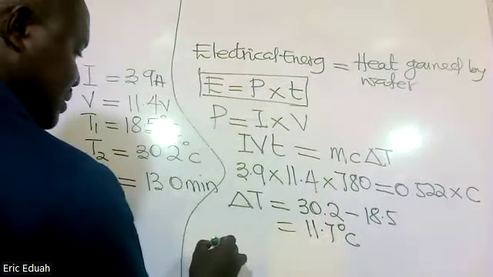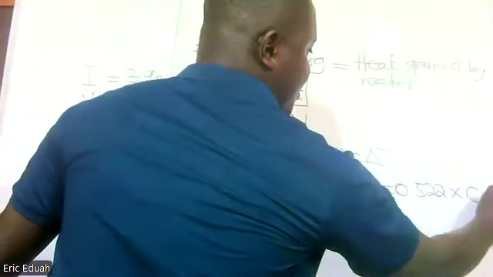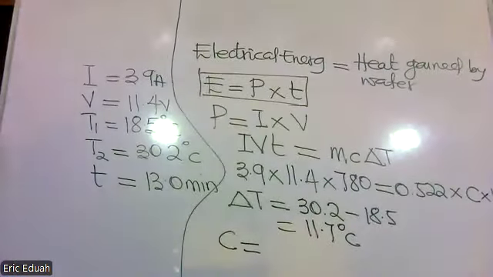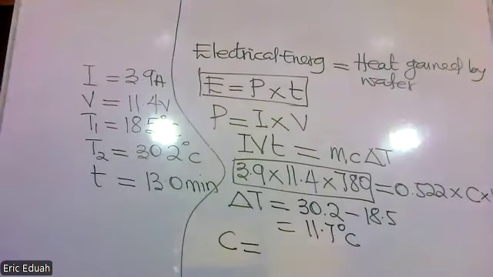So C, therefore, is this times 11.7. C would be equal to, give me this product, 3.9 times 11.4 times 780. Let's be quick. Don't waste time.